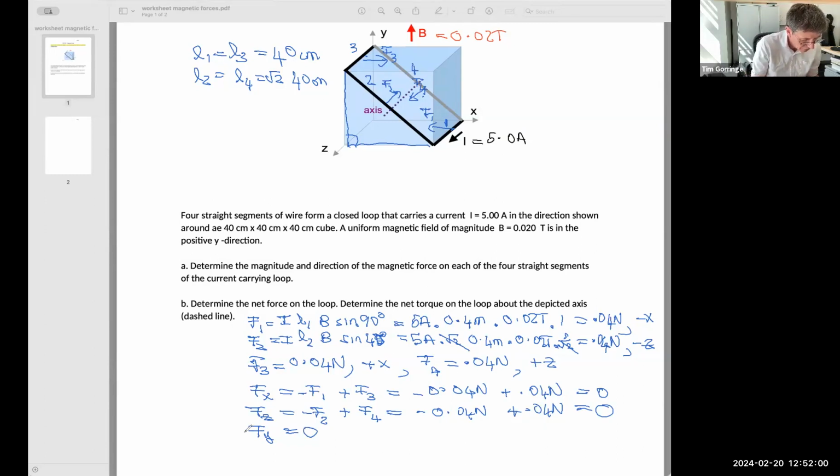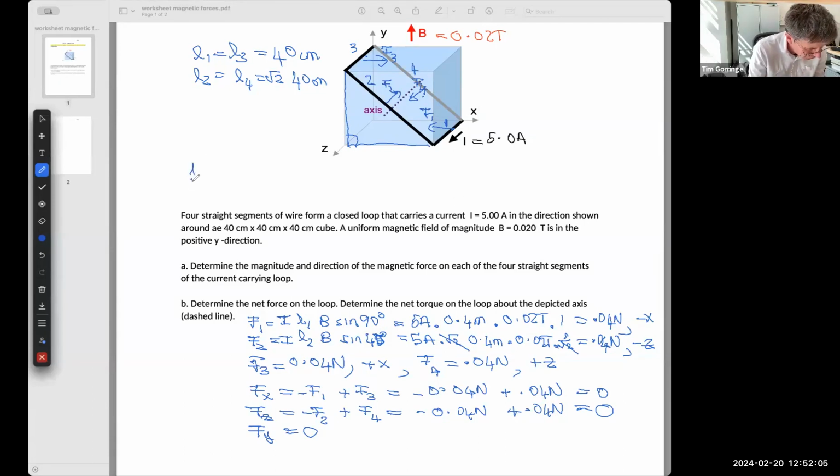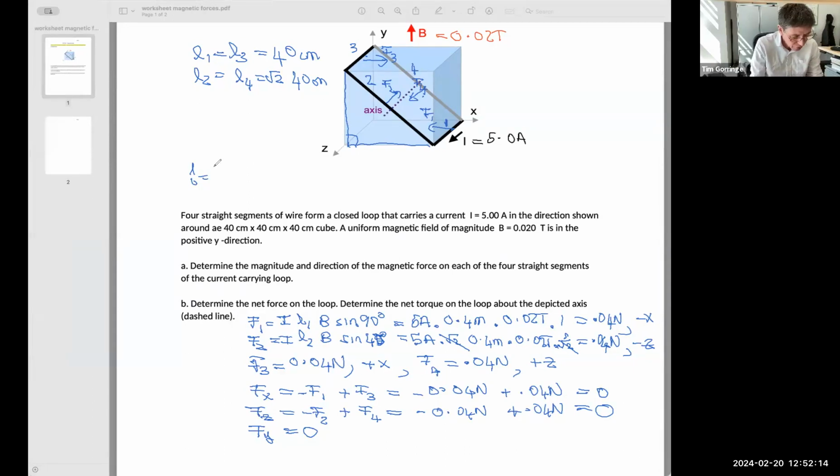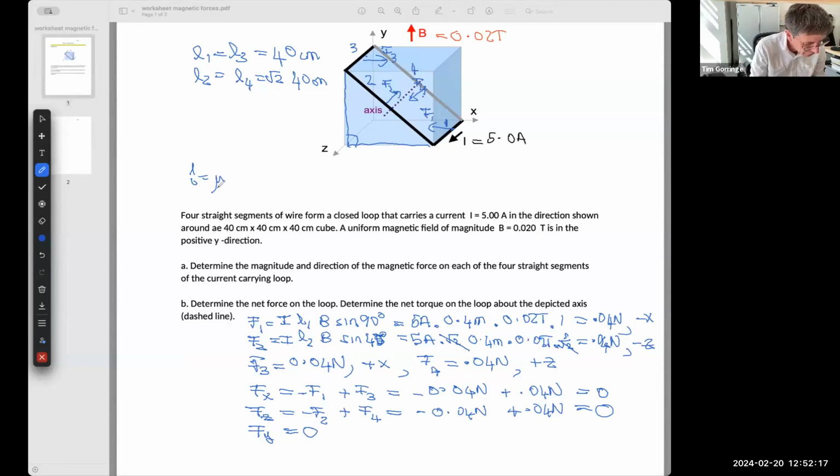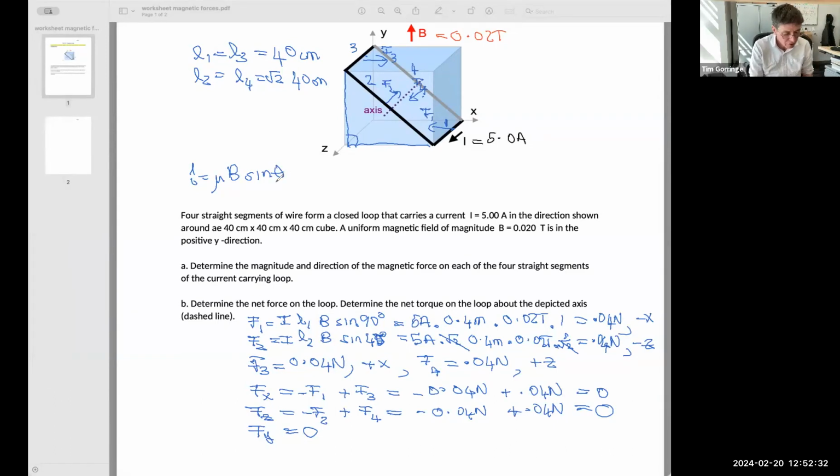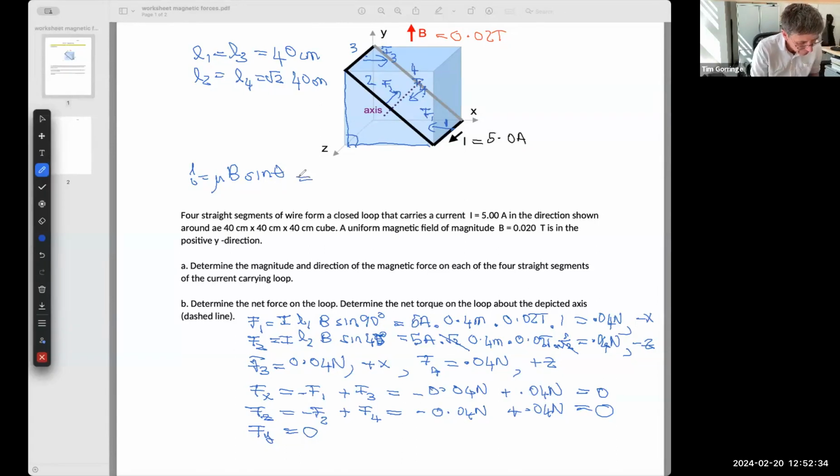I've run out of space down here, so I'm going to write the answer for the torque upstairs. The master equation for us: tau is the torque, that's our symbol for the torque. For a magnetic torque, it's equal to the product of mu, the magnetic moment, times B, the field that's creating the torque, times sine theta. These two things have directions, and theta is the angle between their two directions. So this is the equation that we're going to use.